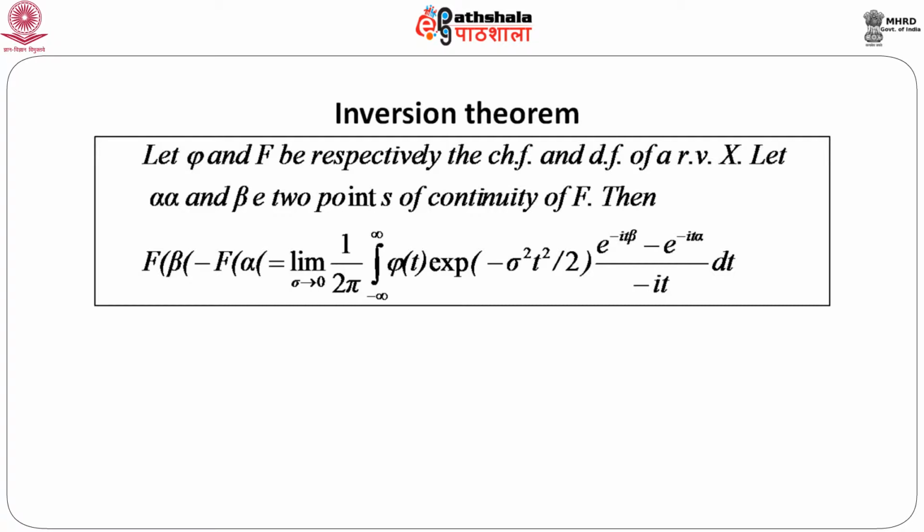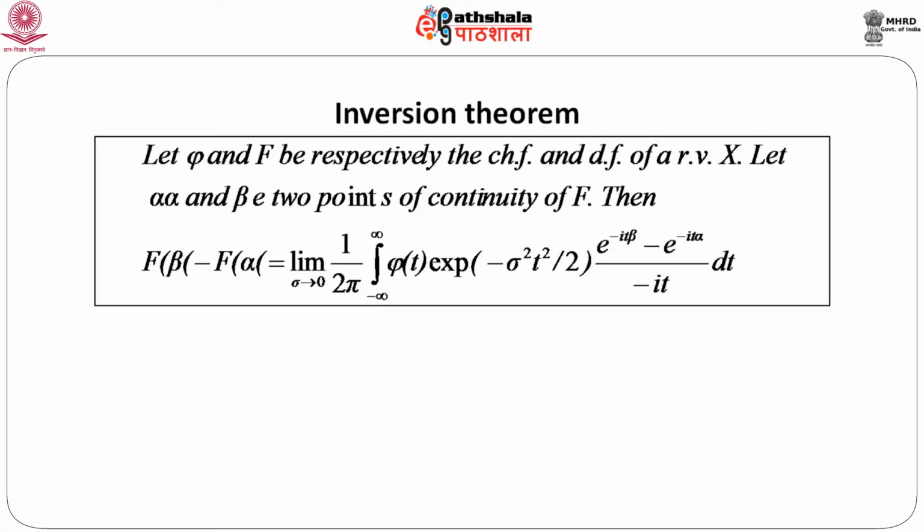So, note that we are considering two points alpha and beta, and both should be continuity points of F. Then we can write capital F of beta minus capital F of alpha equals the limit as sigma goes to 0 of 1 by 2 pi, integration from minus infinity to infinity, phi t e to the power minus sigma square t square by 2, into e to the power minus i t beta minus e to the power minus i t alpha, divided by minus i t, dt.